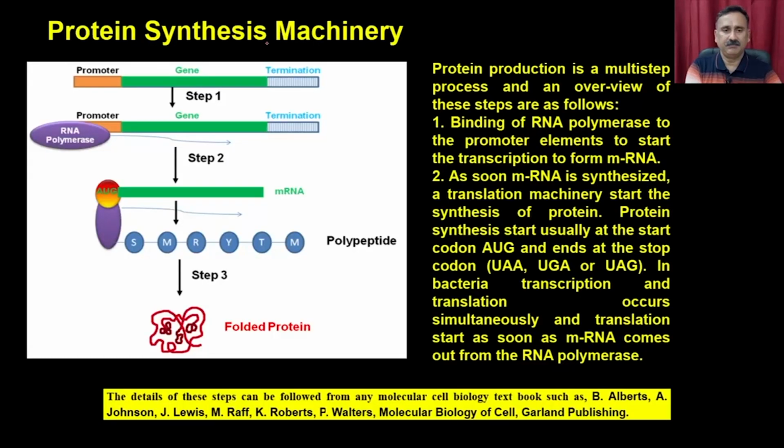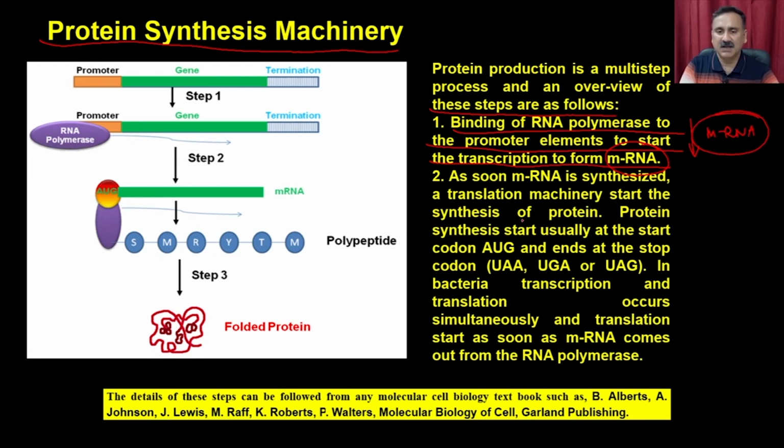So before getting into the different steps with the recombinant DNA, we should first understand how the protein production occurs in a particular cell. So protein production is a multi-step process, and you have to follow the following steps. In step 1, the binding of the RNA polymerase to the promoter element to start the transcription to form the messenger RNA. So in step 1, you are actually going to produce the messenger RNA, and then this messenger RNA is going to be utilized in step 2.